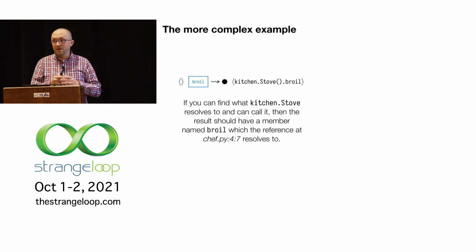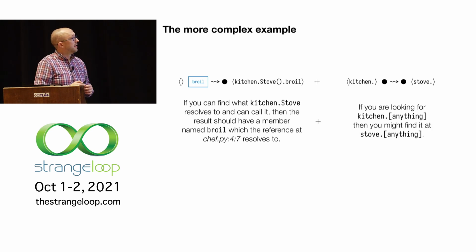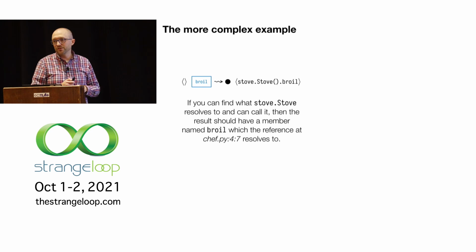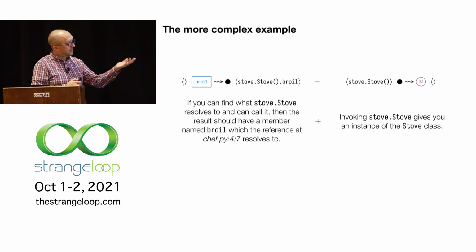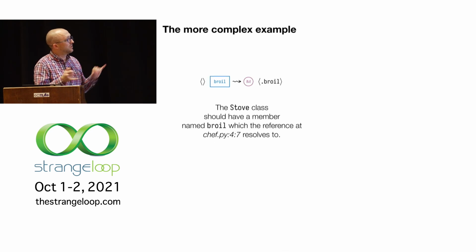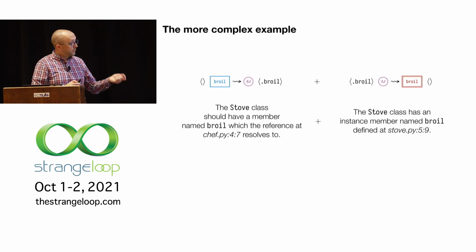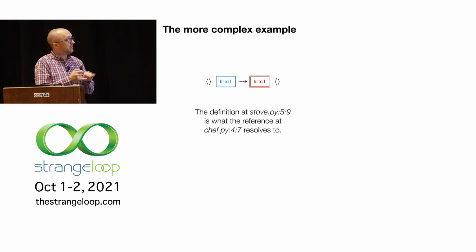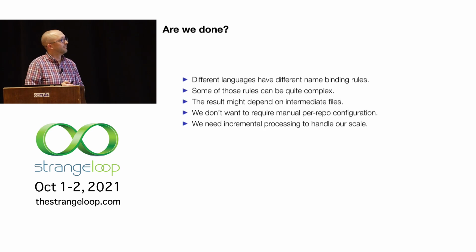And again, we can do this combination operator by concatenating partial paths. So we start off with the big one that starts at the reference, and we use our rewrite rule to change kitchen.stove into stove.stove, just like we did before. We load in the partial path that says that invoking the class gives you an instance of that class, and those are compatible, so we can merge them together. Then we load in the partial path that says that the class has an instance member at this particular location. Those are compatible, and we can merge them together, and we get the final complete path that tells us the result. Okay, are we done?